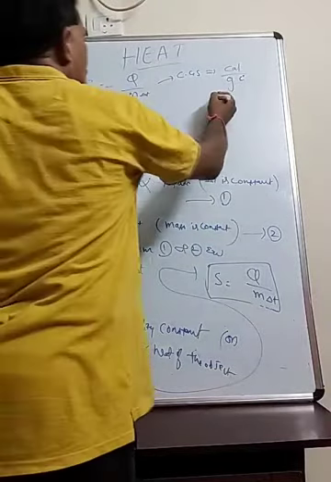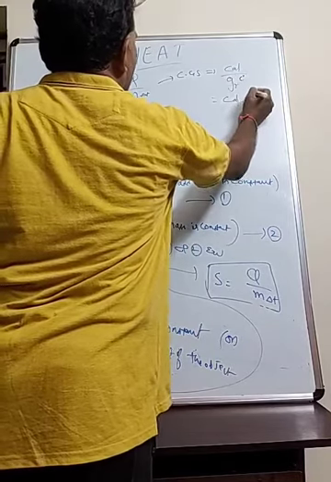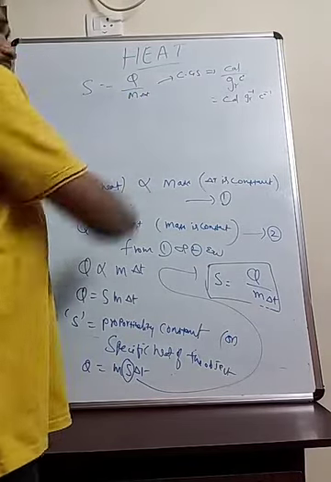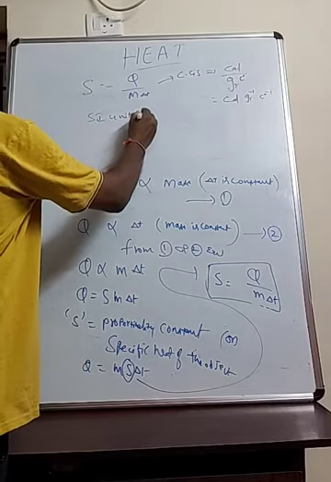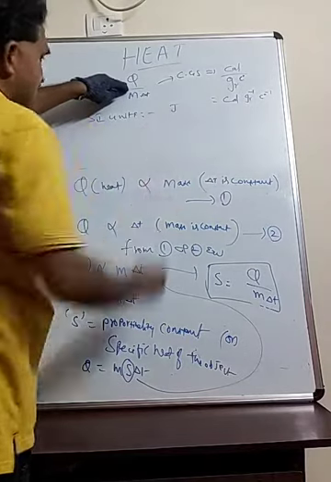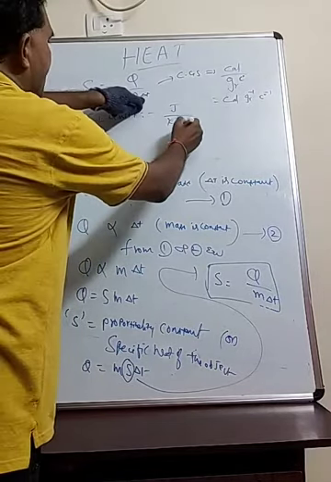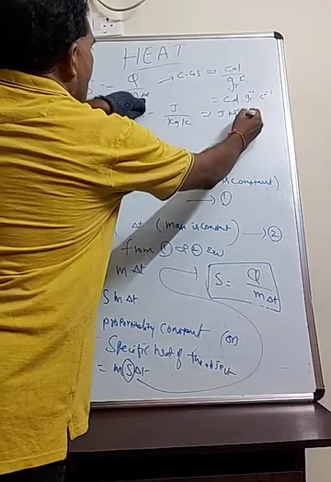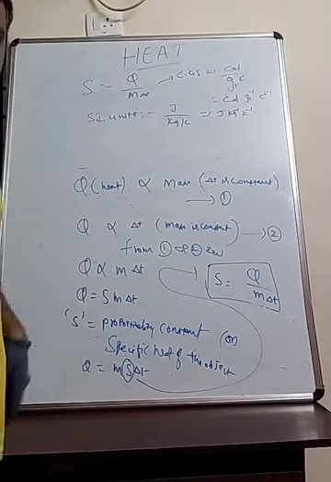So this thing we can also write as calorie, grams minus 1, degrees Celsius minus 1. This is the CGS unit. What are the SI units of specific heat? What is the SI unit of Q? Heat, joule, J, divided by mass, the SI unit of mass, kg. Delta T, Kelvin. This we can write as J kg power minus 1 K power minus 1. These are the SI units of specific heat.